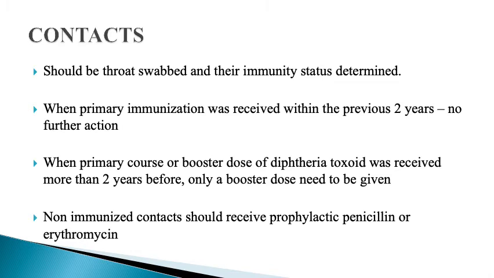When the primary course or booster dose of diphtheria toxoid was received more than 2 years before, only a booster dose of diphtheria toxoid needs to be given. In case of non-immunized contacts, they should receive prophylactically penicillin as well as erythromycin, and they should also be given 1,000 to 2,000 units of diphtheria antitoxin, and they should be actively immunized against diphtheria.